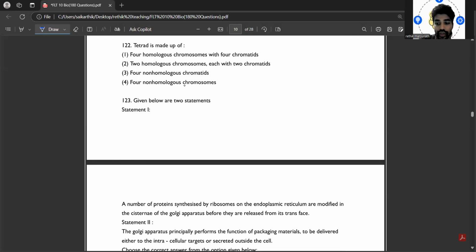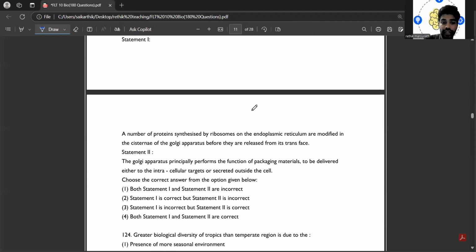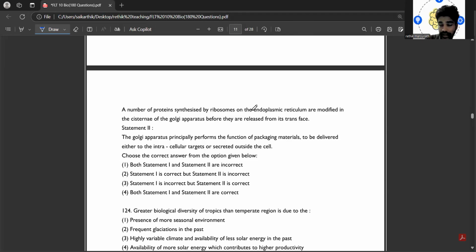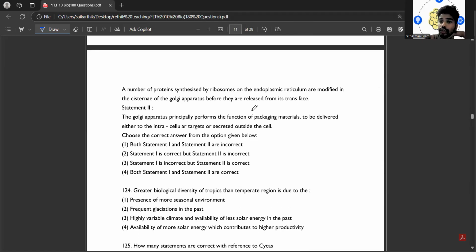Next is 122. So what is 122? Tetrad is made up of what? They're actually made up of two homologous chromosomes, each with two chromatids. Correct? Next, 123. Given below are two statements. So, statement one says that the proteins synthesized by the ribosomes on the endoplasmic reticulum are modified in the cisternae of the Golgi apparatus before they are released from its trans face.